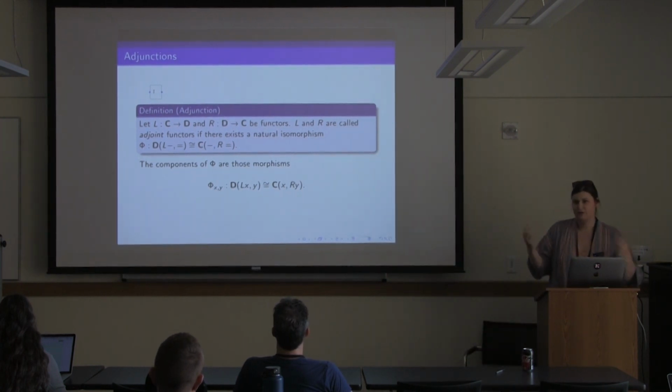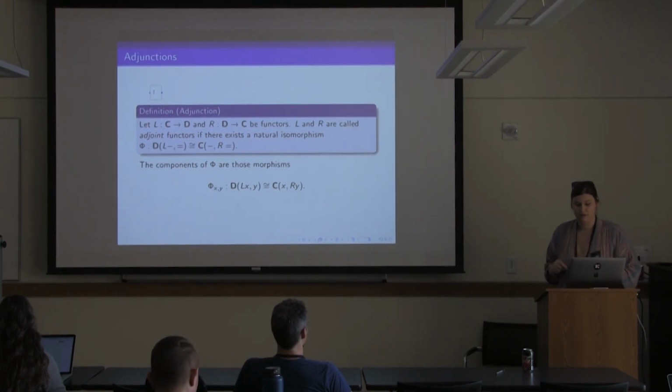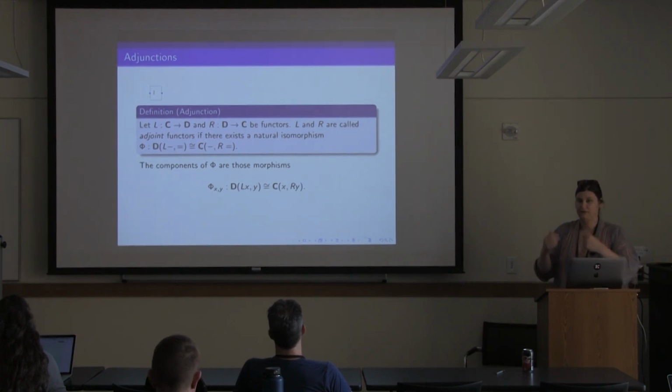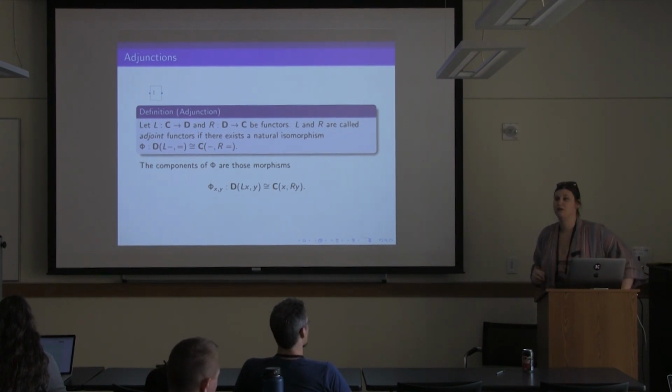So effectively, adjunctions are natural isomorphisms in Set between sets of morphisms of the form Lx to y, which is isomorphic to sets of the form x to Rx. Or sorry, Ry, sorry.